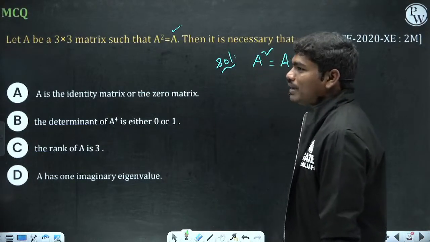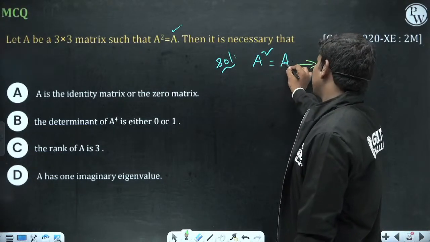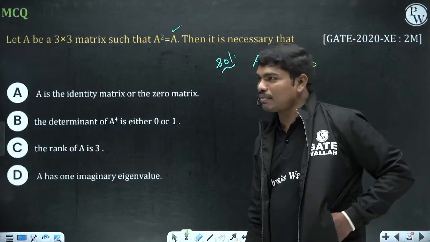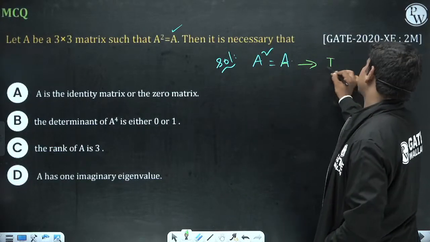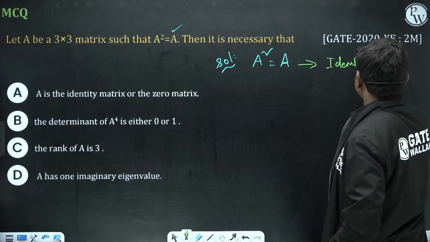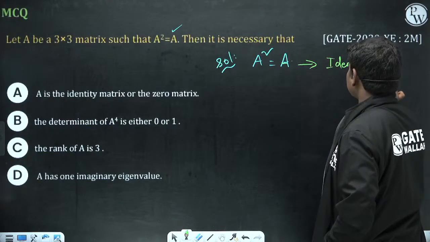Fine. So please tell me, what is this matrix? Any name for this special type of matrix if A square is equal to A? Idempotent matrix, right? So idempotent matrix. And there are many examples of it as well.